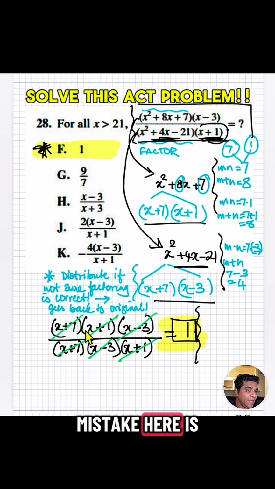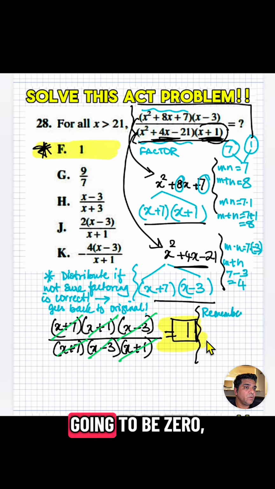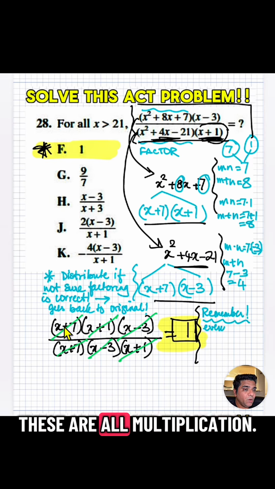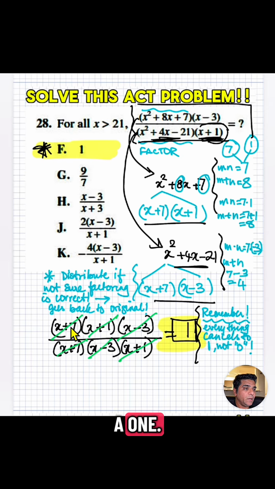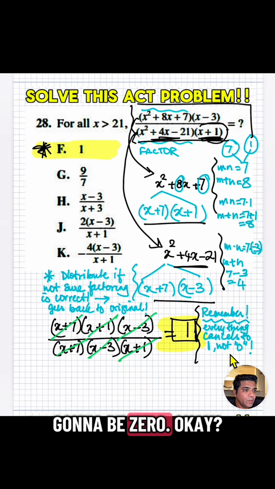Remember, one common mistake here is people cancel everything off and they think the answer is going to be 0, but that's not the case because these are all multiplications. They are multiplied to each other. So when you cancel off, you are leaving a 1. Okay, so they divide into each other and leave a 1. So it's not going to be 0. Okay, it's going to be 1.